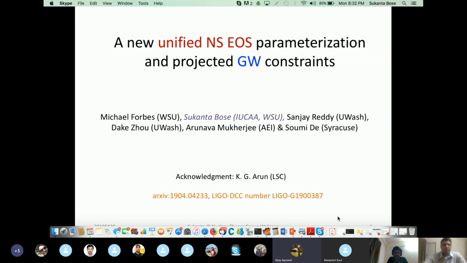Okay, thank you. Yeah, so this is work we recently did on finding a new family of unified neutron star equational state. And then we used it to make some projections on how gravitational wave observations that we expect in the future, combined with GW 170817 type events in advanced LIGO-like sensitivities, how such observations can constrain some of these equational state parameters.